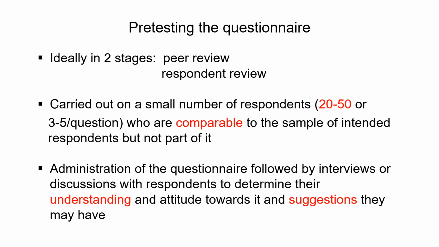Even if a standardized questionnaire is used, it should be pre-tested in the population being studied, and a reliability coefficient is calculated. Pre-testing is the actual tryout of the questionnaire, conducted ideally in two stages. One is peer review, informally among friends, to detect questions which are ambiguously worded. And second, respondent review, which is on a sample of intended respondents but not part of it. This is followed by interviews or discussions with the respondents to determine their understanding and attitude towards it.